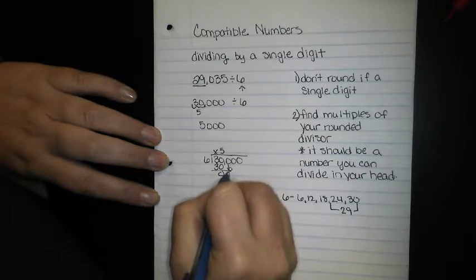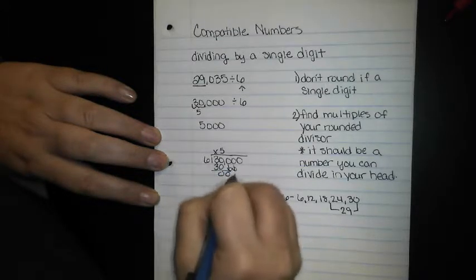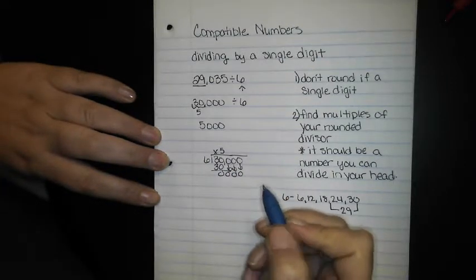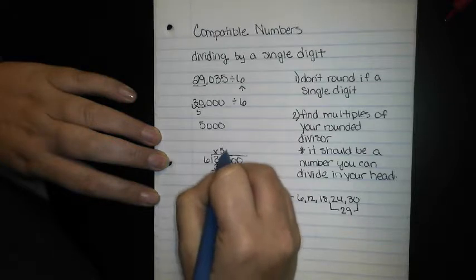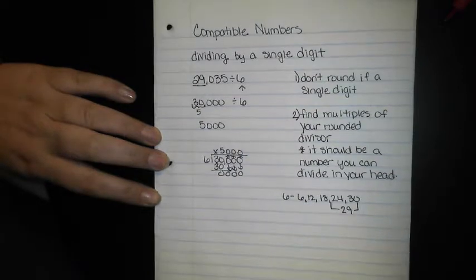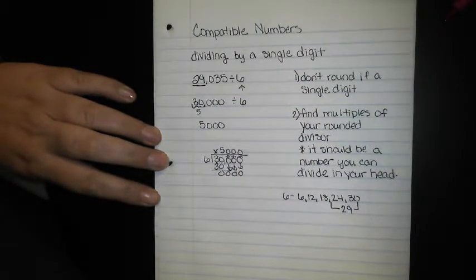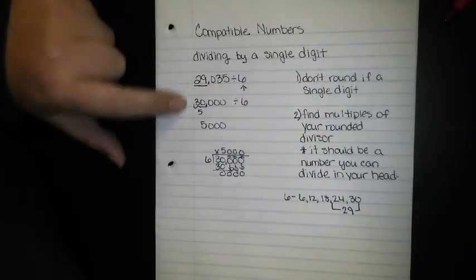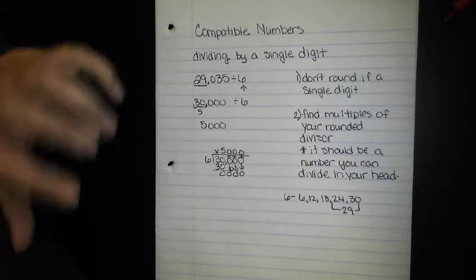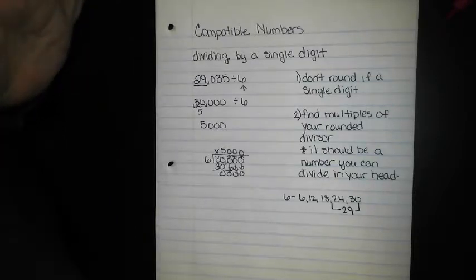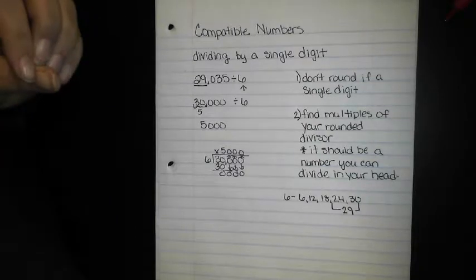And I'm going to keep bringing these down. Because I'm still getting 0, I'm just going to bring down, bring down, bring down. 6 still can't go into 0. So everything underneath gets something on top. So I'm going to go ahead and move those zeros to the top. So 30,000 divided by 6 is 5,000. That tells me that this division problem's answer will probably be around 5,000, maybe a few hundred off, and that's okay, but it's going to be close enough to be reasonable.